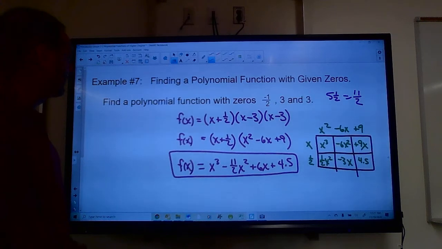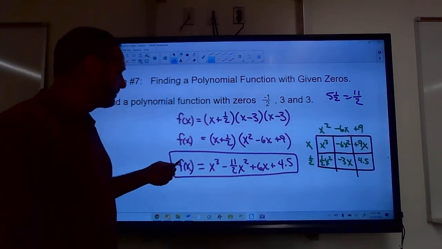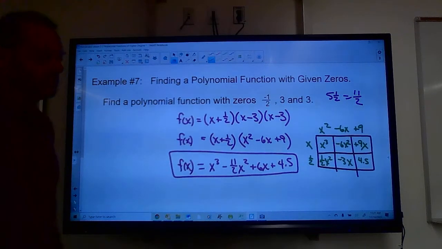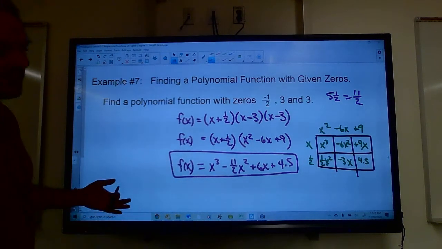All right, so there's my answer. There's the polynomial. It has those zeros. Now there's more. There's actually an infinite number of polynomials, because if I took this whole thing and I multiplied it all by 2, I'd have the same zeros. If I multiplied it by -1, I'd have all the same zeros. The graph would just look different.